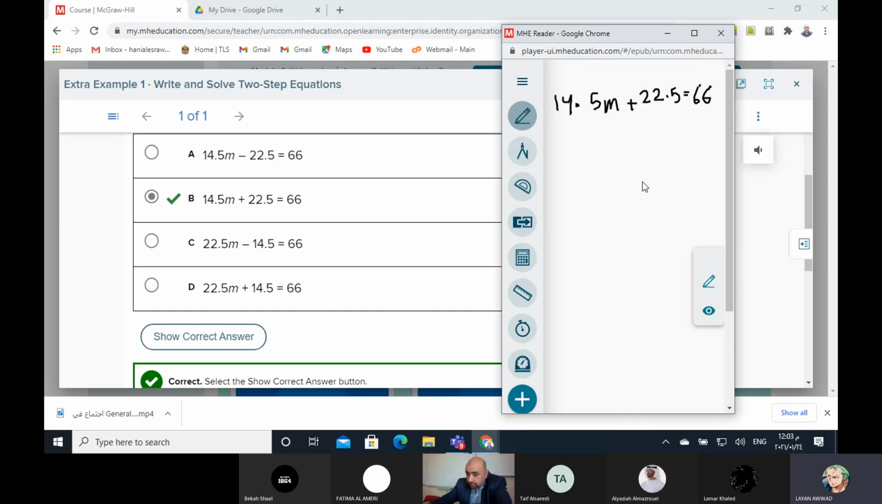The first thing we're going to do is subtract 14.5, so 66 minus 14.5, and that will be m plus 22.5 here.